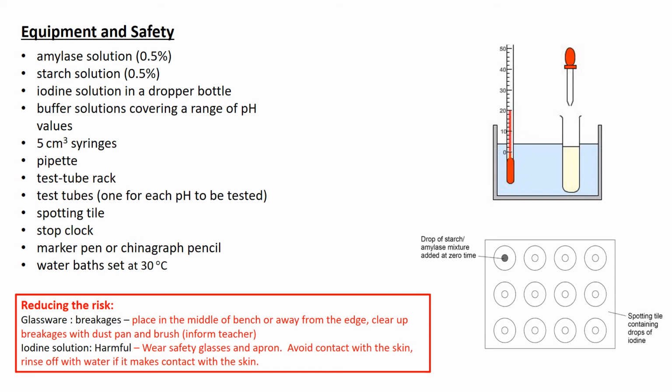Now, obviously, we need to think a little bit about risk assessments, and in this example, we're going to look at glassware, and we're also going to look at iodine solution. Also, you're going to have not boiling hot water, but you're going to have hot water.